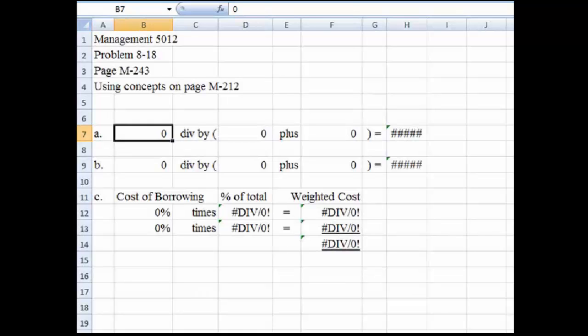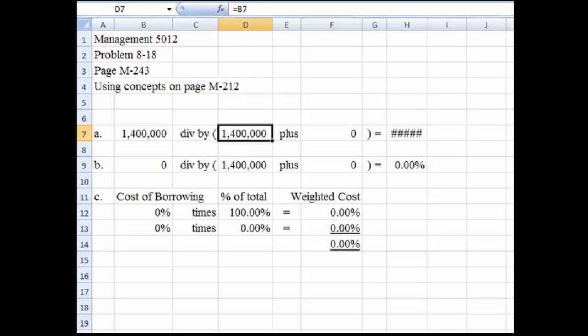The formula on the screen will do that by putting $1.4 million into the first cell to the right of A, $1.4 million into the cell to the right of div by, and $1 million into the cell to the right of plus. The formula does the work and calculates the proportion of debt financing as 58.33%.